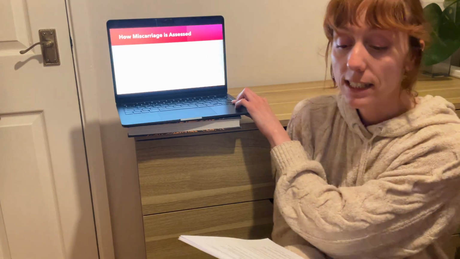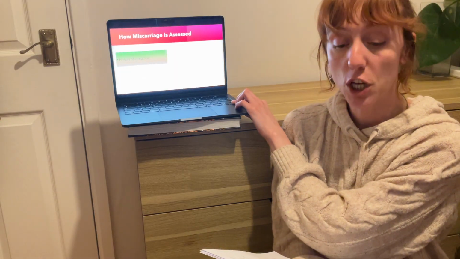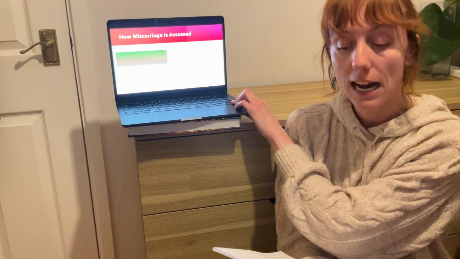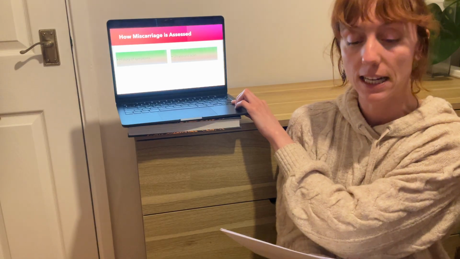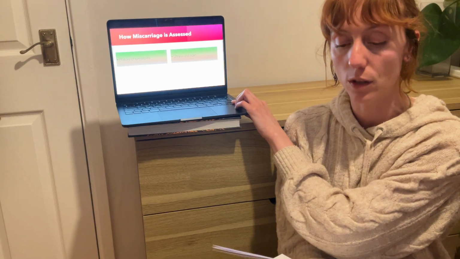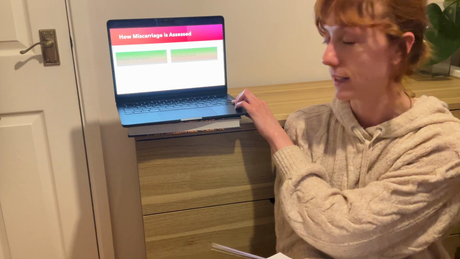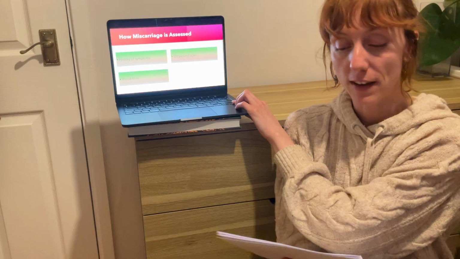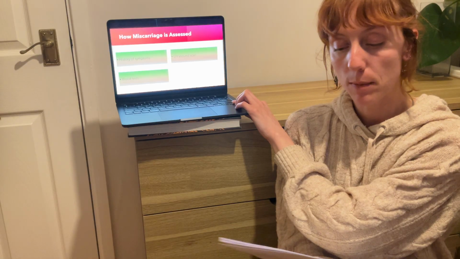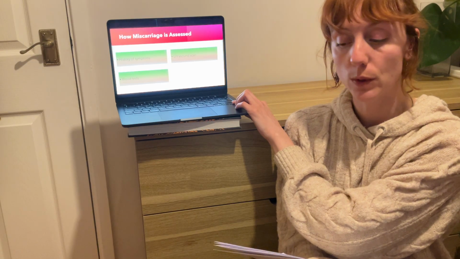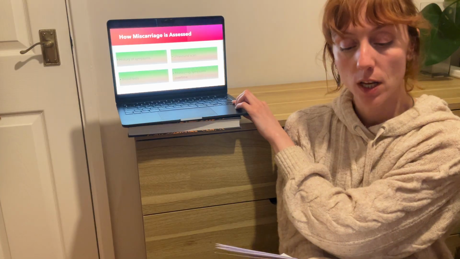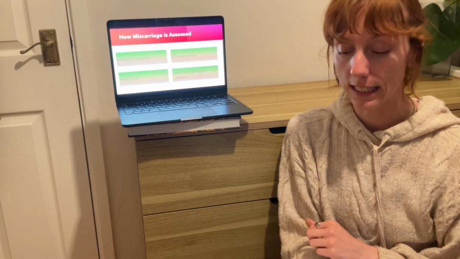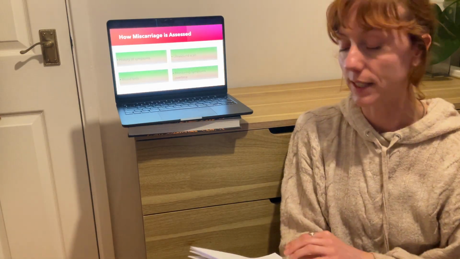When miscarriage is suspected, healthcare professionals will usually take a history of symptoms, carry out an examination if needed, and arrange investigations such as an ultrasound scan and blood tests. Ultrasound is used to check the location and development of the pregnancy, while blood tests may be used to measure hormone levels or check for complications. Sometimes more than one assessment is needed over time before a clear diagnosis can be made.